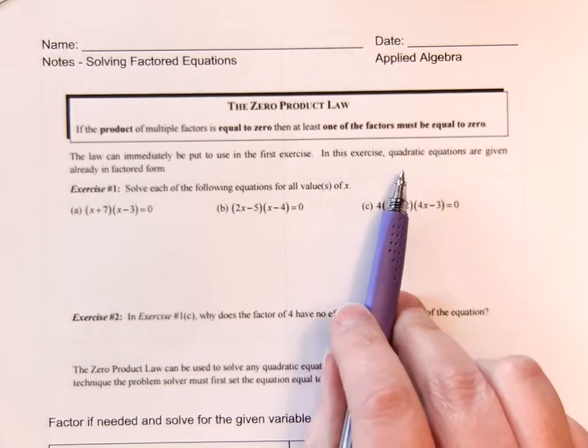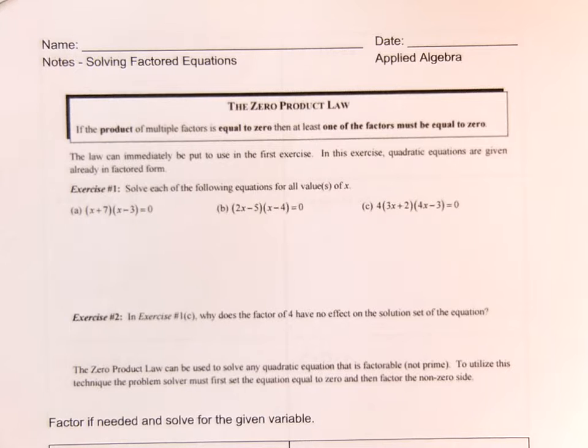All right. So the law can be immediately put into use in this first exercise. In this exercise, quadratic equations are given already in factored form. So basically, what we're going to do is take each of the factors and set them equal to zero. When I was in school, we used to call this T bar. Kind of looks like a little T chart. And then we're going to solve for x. We're going to make little mini equations. Most of them are one-step equations. Sometimes we're going to have two-step equations, but they're pretty quick.